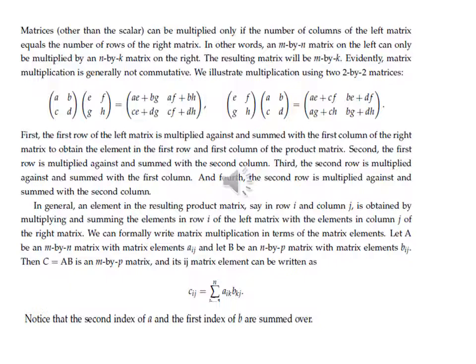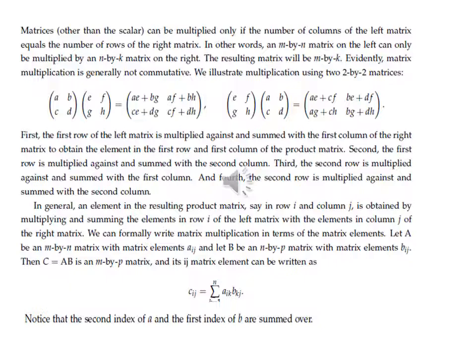We illustrate multiplication using 2 by 2 matrices. a, b, c, d is the first matrix. e, f, g, h is the second matrix. The product equals ae plus bg, af plus bh, ce plus dg, cf plus dh.